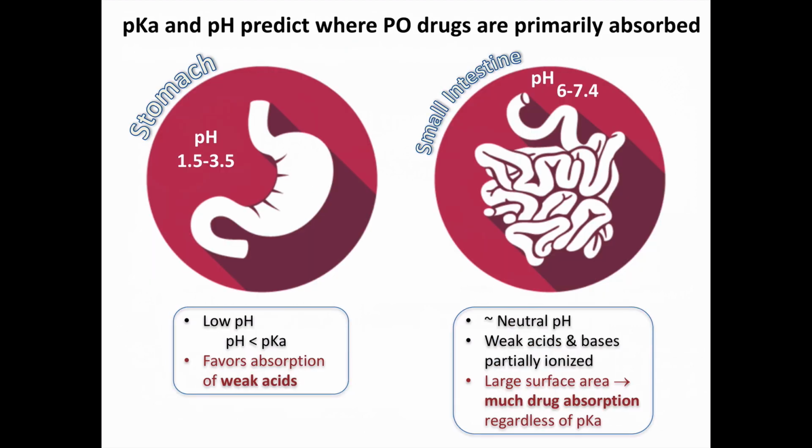For instance, we can predict where oral drugs will be primarily absorbed from the GI tract based on drug pKa and pH. As we already saw, since the pH of the stomach is low, due to secretion of hydrochloric acid by parietal cells, this pushes the dissociation equilibrium of weak acids towards the uncharged and therefore more readily absorbable form. So aspirin and other drugs that are weak acids are expected to be absorbed well through the stomach lining. Drugs that are weak bases will be virtually completely protonated and charged and won't be absorbed well from the stomach.